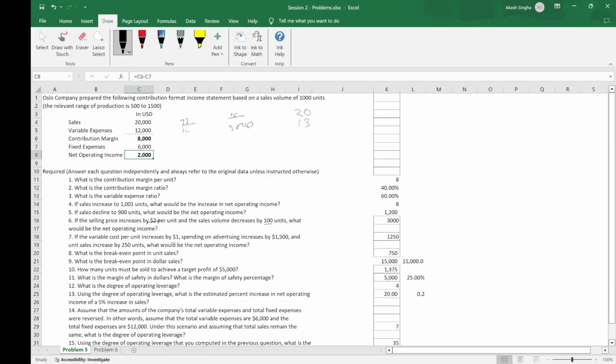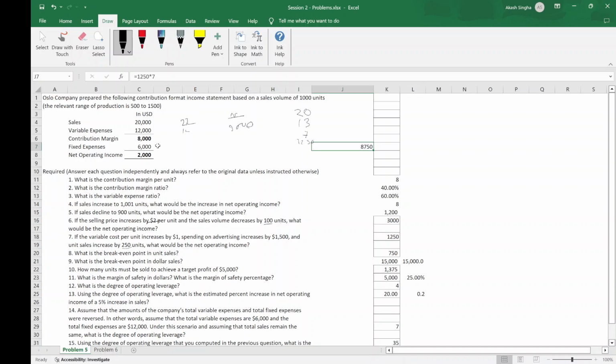Spending on advertisement, so fixed cost also will increase by 1,500. So first of all, how many units? Units increase by 250. So contribution margin is 7 per unit and total is 1250. So 1250 into 7 will be the new contribution margin, which is 8,750.